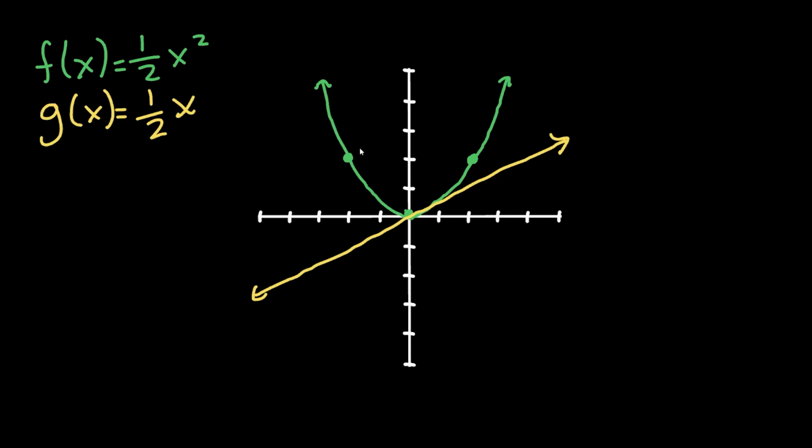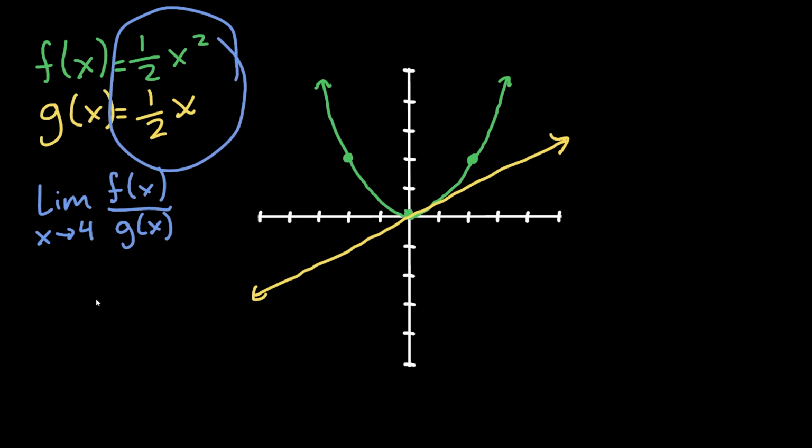So as you can clearly see, the green line is 1/2 x squared, and the yellow line is 1/2 x. And we want to try to find the limit as x approaches 4. And again, just like we did last time, let's do it both ways. So first, let's divide them first and then find the limit. But 1/2 x squared divided by 1/2 x, obviously, the 1/2s will cancel out, and that just leaves us with x squared over x, which cancels out the squared and the denominator, which gives us x.